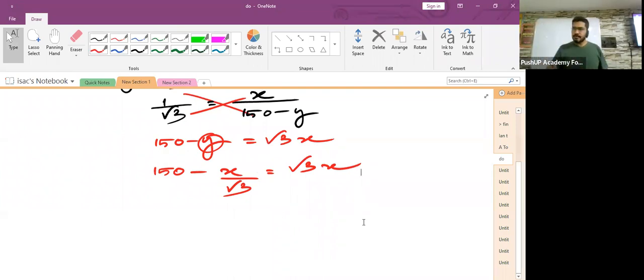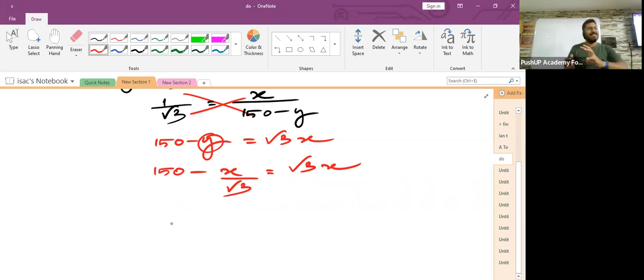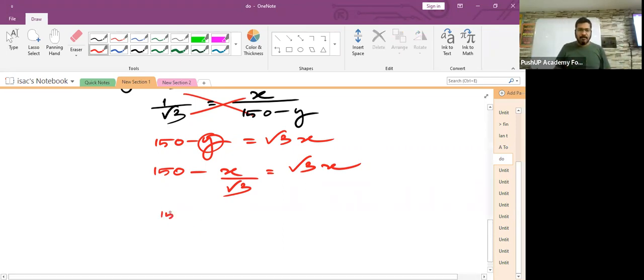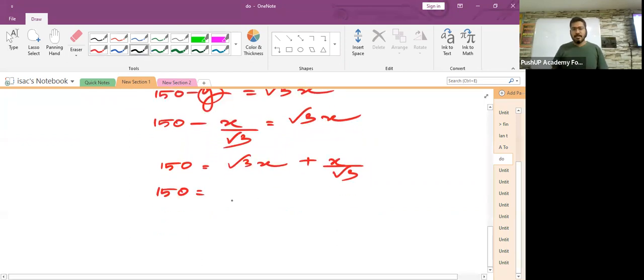No doubt? Okay. Now, let's bring the variables on the same side of the equation. Arrange the variables on the same side of the equation and the constants on the other side. So this should look like 150 is equal to root 3x minus x upon root 3. When it goes to the other side, it becomes plus x upon root 3. Simplify this. 150 is equal to, Donna, what should I do next?